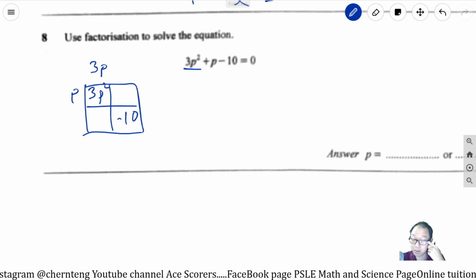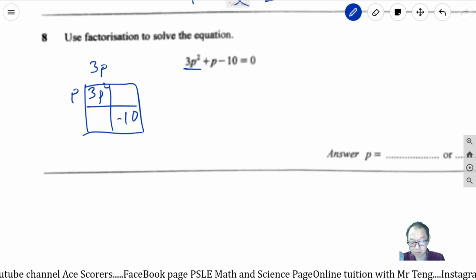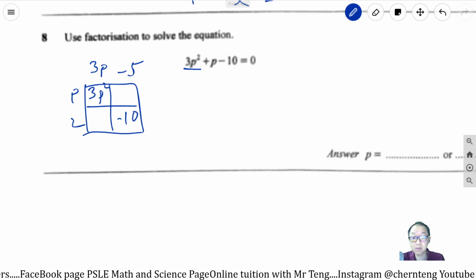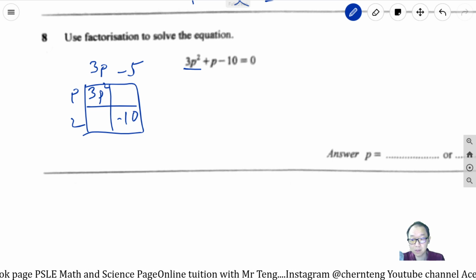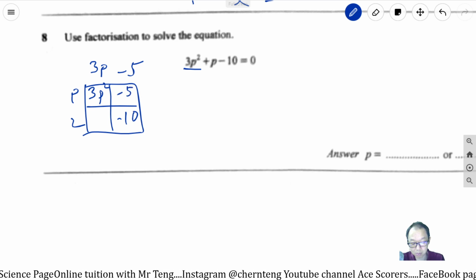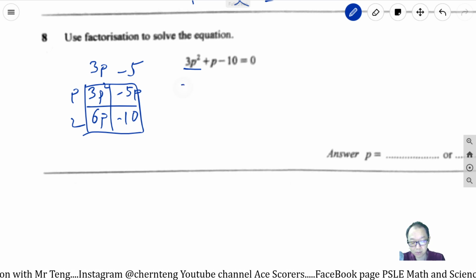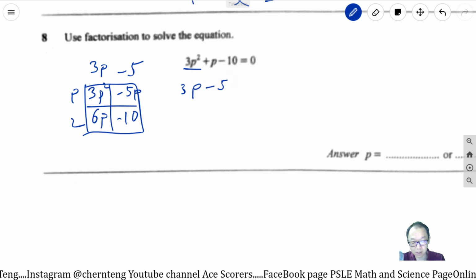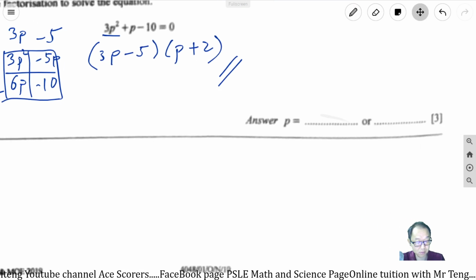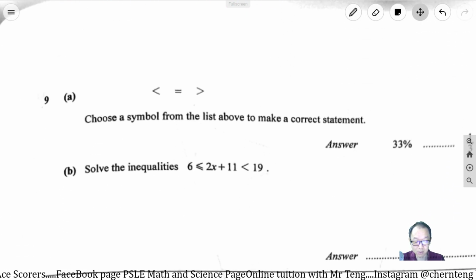Next, for 10, find all the factors. 2 times 5. I think it's minus 5 because it's negative 10, and it's 2. So then you need to fill in the box. Whatever is inside this box right now, we would have p, minus 5p and 6p here. Which means my factorized form becomes (3p minus 5)(p plus 2). And that's the answer for 3 marks. Worth the effort. Absolutely worth the effort.